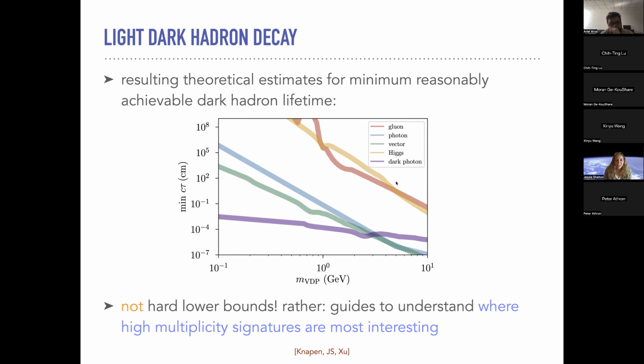So if you aren't going to be seeing multiple displaced vertices for gluon portal or Higgs portal theories if you are looking at things of order few GeV. If you want to look at very light mesons, the easiest way to get multiple visible displaced decays is through the dark photon portal. Of course, as you have an elementary dark photon, also photon portal, vector portal.